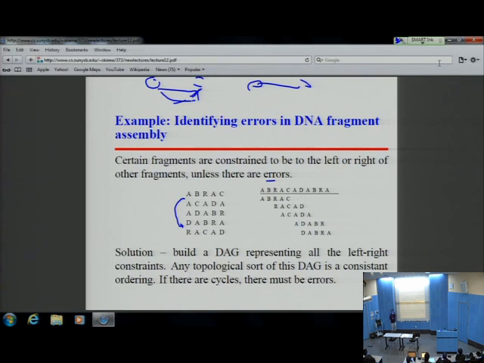But the characteristic of these things is I have some constraints that something has to be done before something else. How do I find an order where everything is satisfied? Any questions? Okay, good. So let's think about this. Any questions about topological sorting and why it's important? Yes?